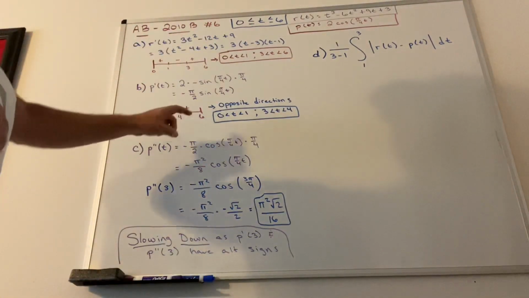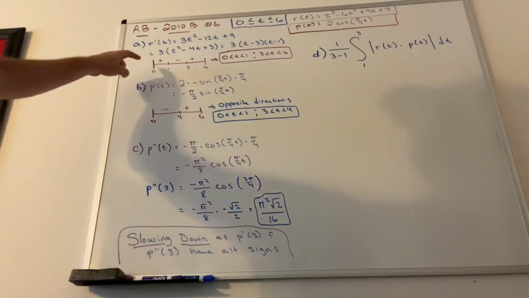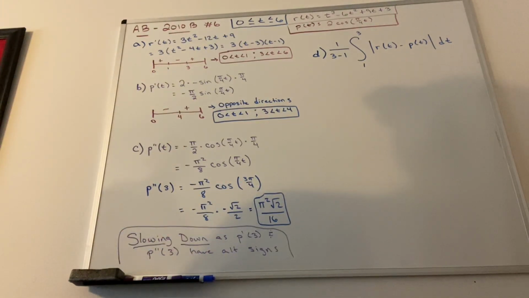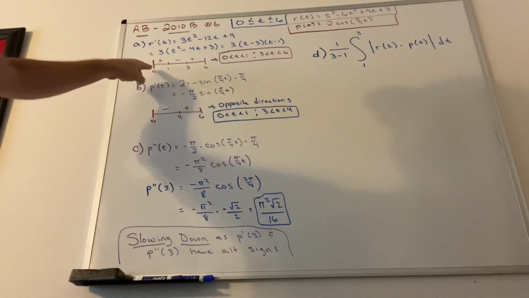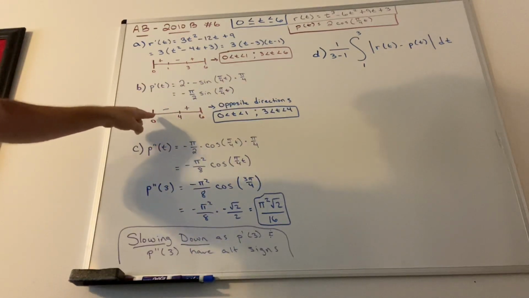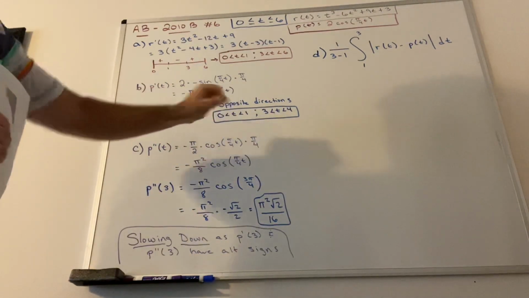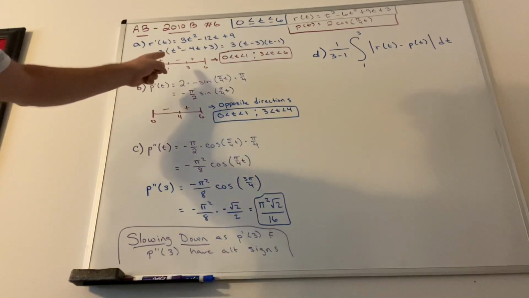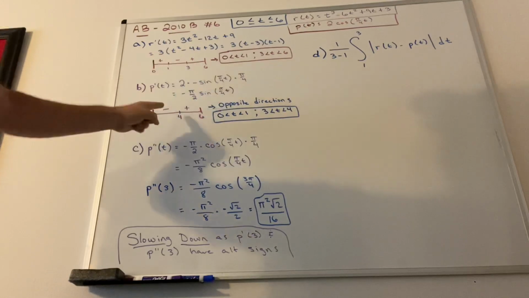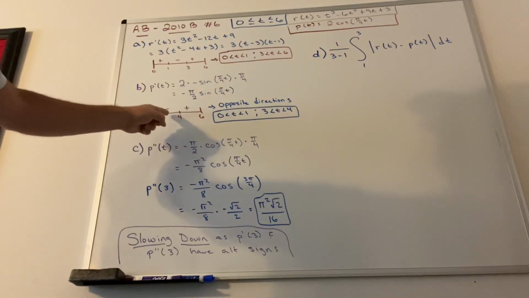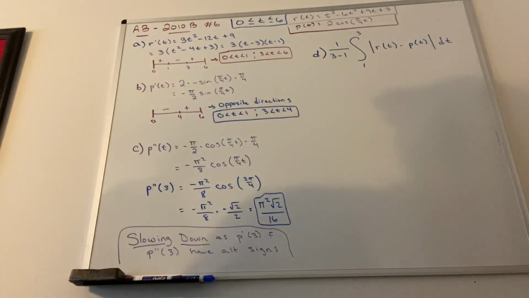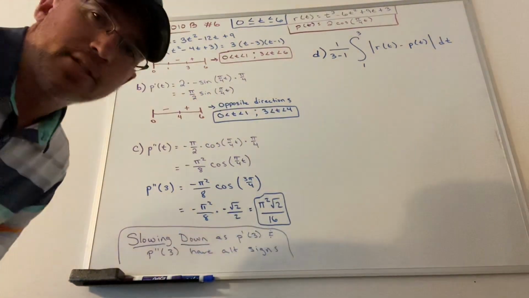So there we are. Now, when do this guy and this guy have opposite signs? Well, between 0 and 1, this guy's positive and this one's negative. So we're traveling in opposite directions there. And then also between 3 and 4, this guy's negative, and between 3 and 4, this guy's positive. So we're traveling in opposite directions then.